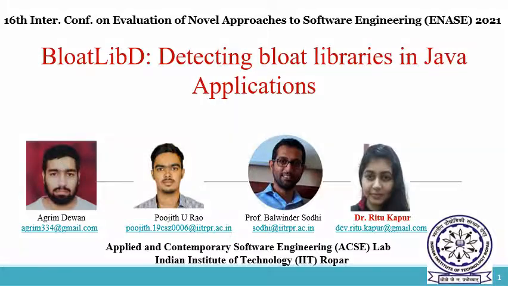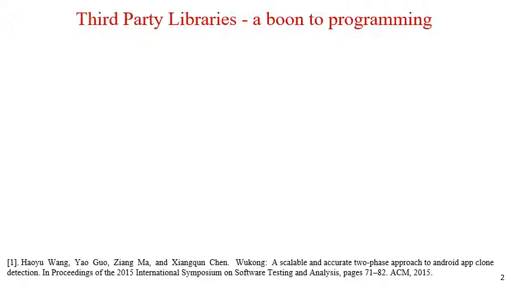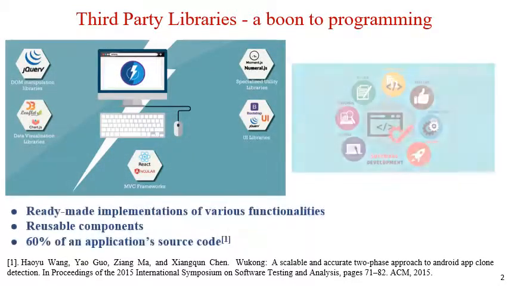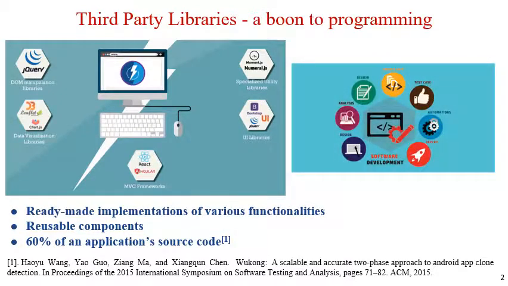So third-party libraries, as we all know, are a boon to programming as they provide ready-made implementations of various functionalities and are essentially used as reusable components in our source code. And by one of the studies, it has also been stated that 60% of an application's source code essentially comes from third-party libraries.